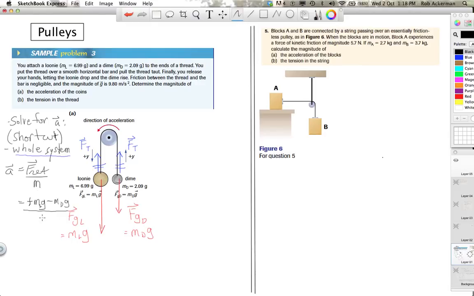What mass would you use? Well, it's going to be the mass of the dime plus the mass of the loonie, because once again, it's the whole system that we're looking at as one. Now, I believe the question gives you all of these numbers. Here's the mass of the loonie, here's the mass of the dime. You know what 9.8 is, so you can plug in all of these numbers. And I'm not going to waste your time doing this. It's done in the book and you can use your calculator, but this will get you a value for the acceleration, which should match up with what's in the textbook. Once again, this is a shortcut method that gets you the acceleration.